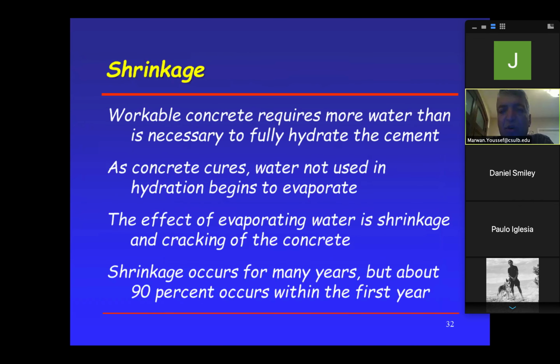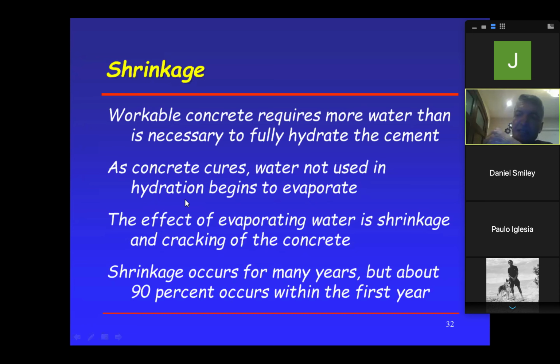Workable concrete requires more water than is necessary to fully hydrate the cement. Usually you need to put in more water. As concrete cures, water not used in hydration begins to evaporate. If you put too much water, the hydration process is going to take only so much. What's going to happen to the rest? It's going to evaporate, and the volume is going to be reduced. So as concrete cures, that means it doesn't need any more water.